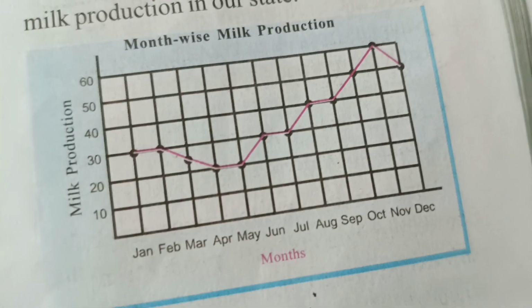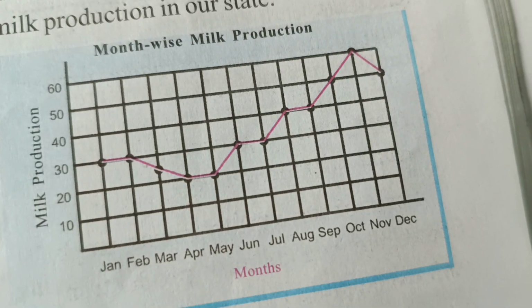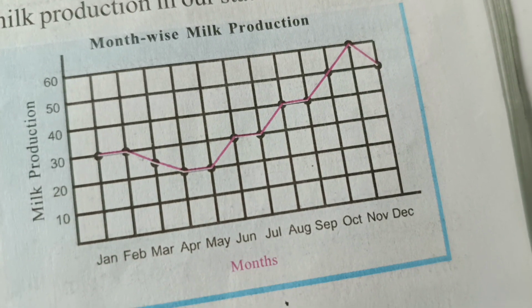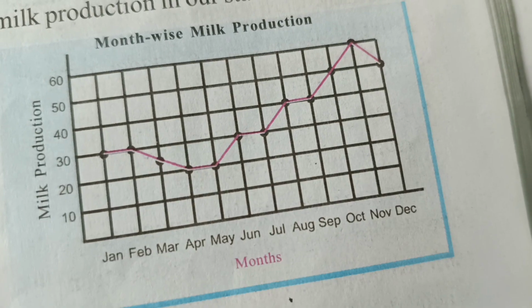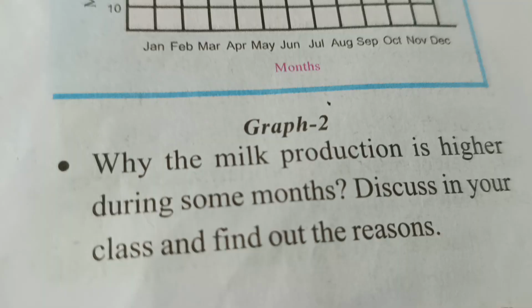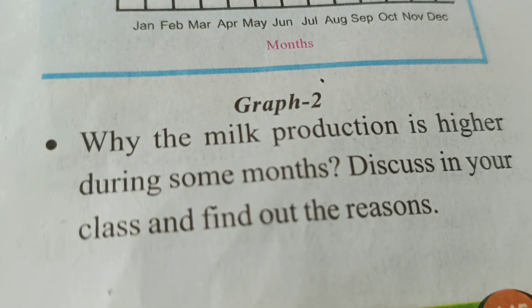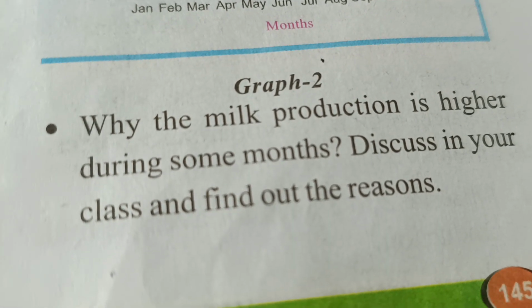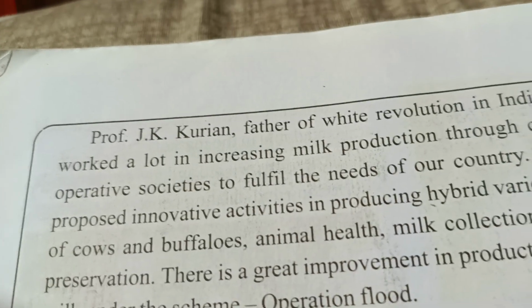January, February, April, May, June, July, August, September, October, November, December. So in the month of November, the milk production is too high. Why is the milk production higher during some months? Discuss in your class and find out the reason.